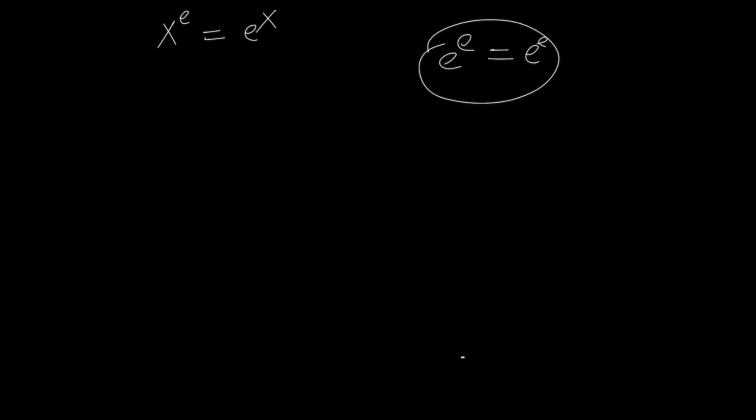So we have to solve the equation x to the power e is equal to e to the power x. Immediately we have in our mind that e is a solution, because e to the power e is e to the power e, right?